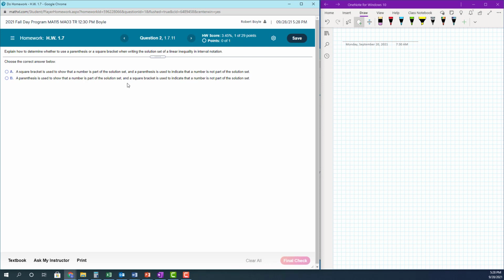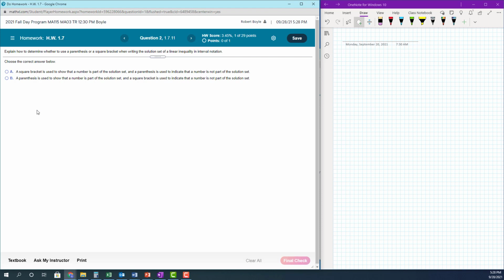Now, this one asks to explain how to determine whether to use a parenthesis or a square bracket when writing the solution set of a linear inequality in interval notation. The first one says a square bracket is used to show that a number is part of the solution set, and a parenthesis is used to indicate that the number is not part of the solution set.